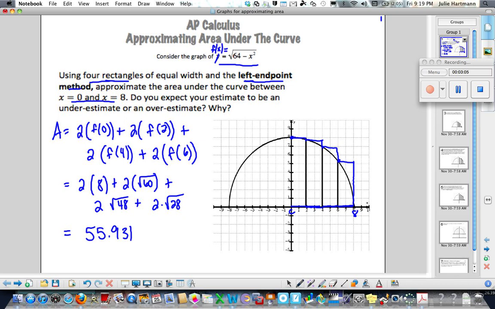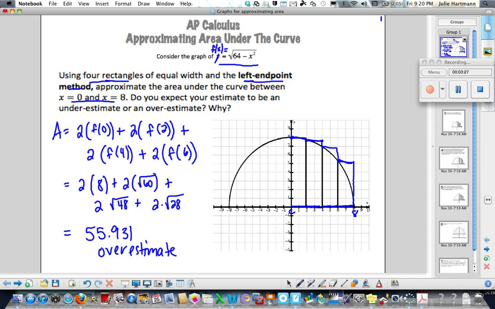The next question says, do you expect your estimate to be an underestimate or an overestimate, and why? If you look at this, the left-hand endpoint, those points are all above the curve. Our curve is decreasing, so the left endpoint is going to be higher, giving us an overestimate, higher than the exact value.